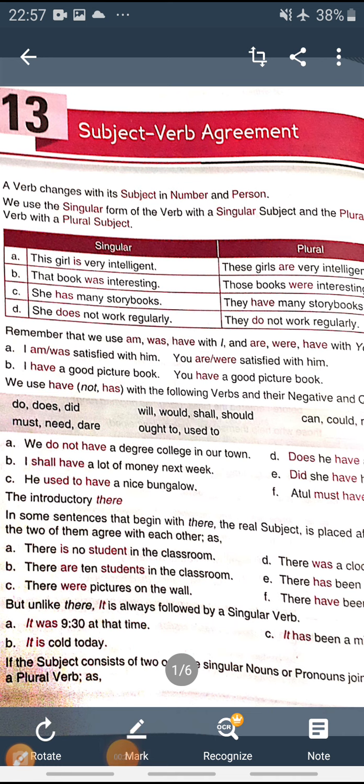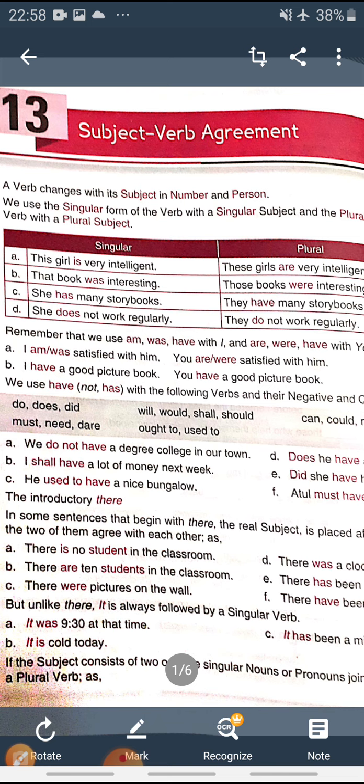Chapter number 13, subject verb agreement. As you all know, in a sentence we have a subject and a verb. The verb should agree with the subject in its number and person. If the subject is singular, we use singular verb. If the subject is plural, we use plural verb.